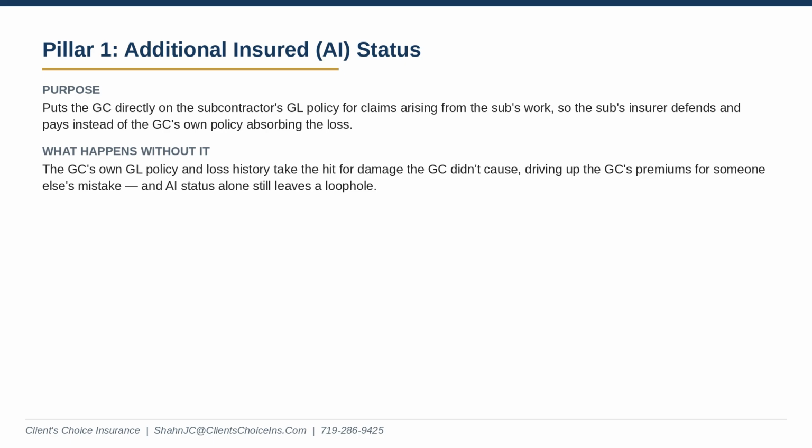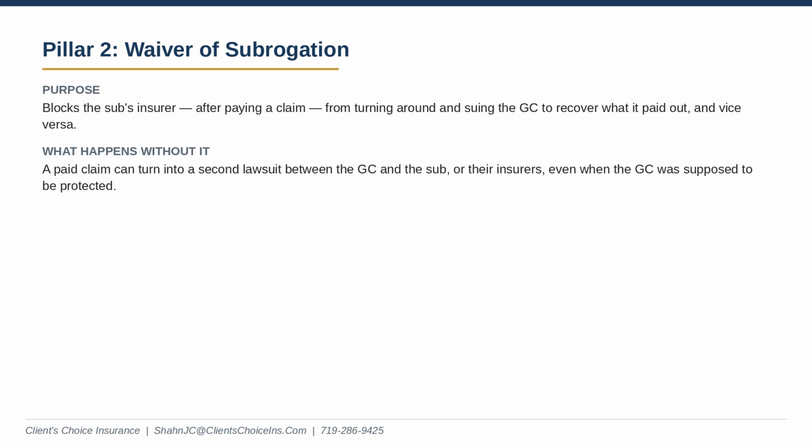Well, if their insurance company pays out a claim for that mistake, what's stopping them from turning right around and suing you, the GC, to recover the money they just paid out? Oh, wow. I didn't even think about that. Yeah, they do it all the time. This is exactly why you immediately need the second pillar, which is a waiver of subrogation. Okay, got it. It legally blocks the sub's insurer from coming after you to recoup those losses.